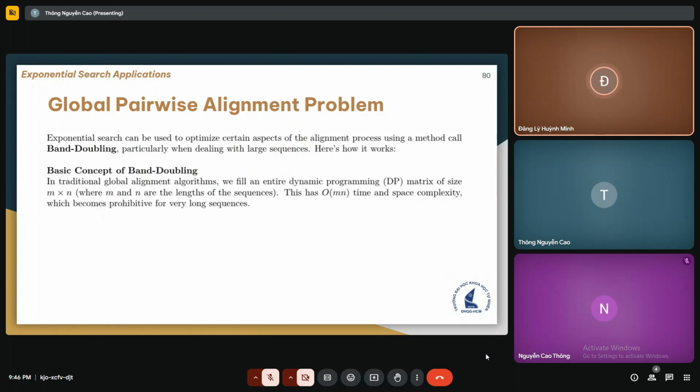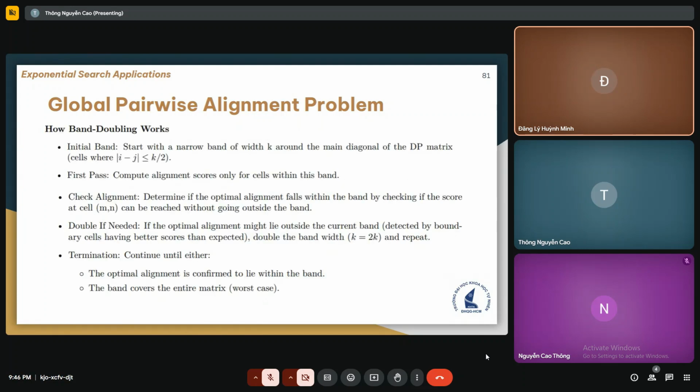Basic concept of band doubling. In the traditional band alignment algorithm, we fill an entire dynamic programming matrix of size m times n, where m and n are the lengths of the sequences. This has O(m times n) time and space complexity, which becomes prohibitive for very long sequences. And this is the algorithm.